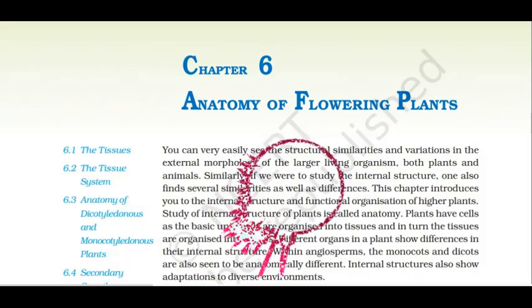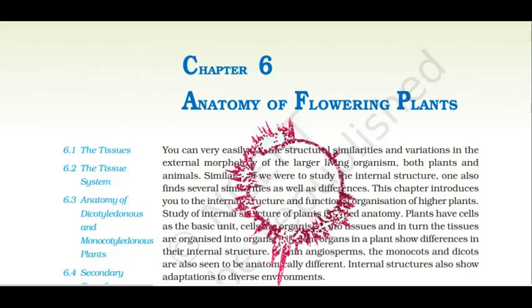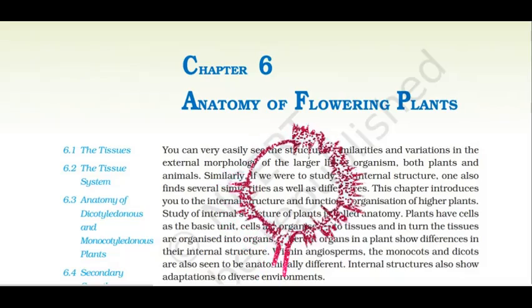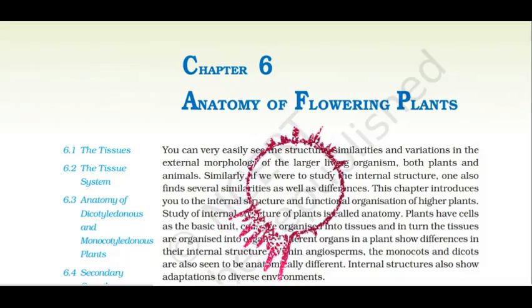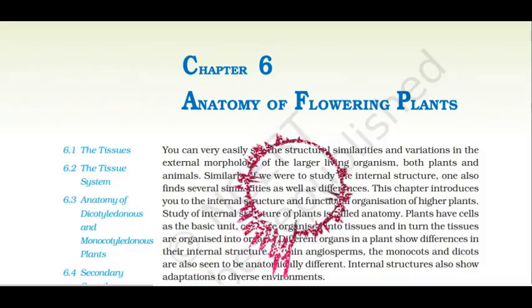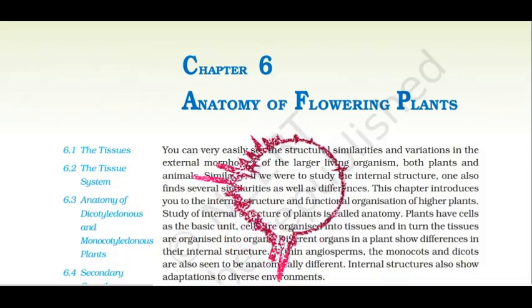Now, anatomy of dicotyledonous and monocotyledonous plants. For a better understanding of the tissue organization of roots, stems, and leaves, it is convenient to study the transverse section of the mature zones of these organs. So, here let us study first the dicotyledonous root. Look at the figure in the NCERT, you can see it. It shows the transverse section of the sunflower root. The internal tissue organization is as follows.